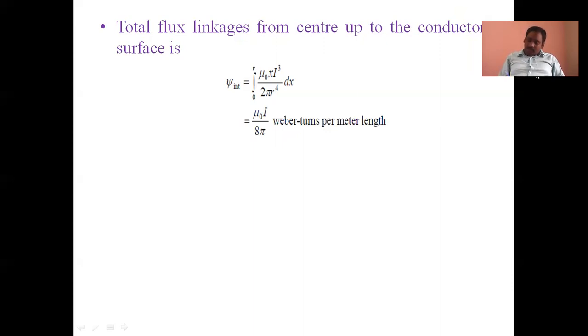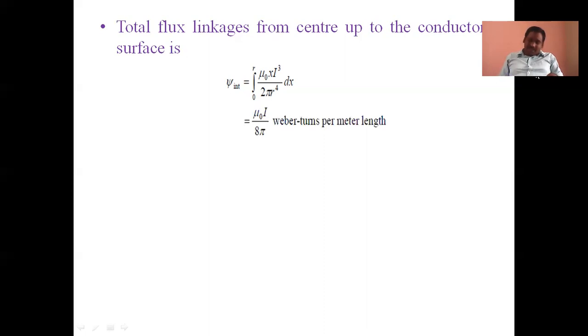Then finally μ₀ I by 2πr⁴ times x⁴ by 4 from 0 to r, which means r⁴ by 4 minus 0. That means μ₀ I r⁴ by 2 into 4, that is 8πr⁴. Then finally r⁴ in the numerator and denominator cancel. Finally, μ₀ I by 8π.